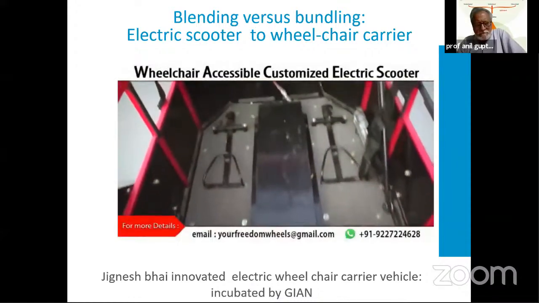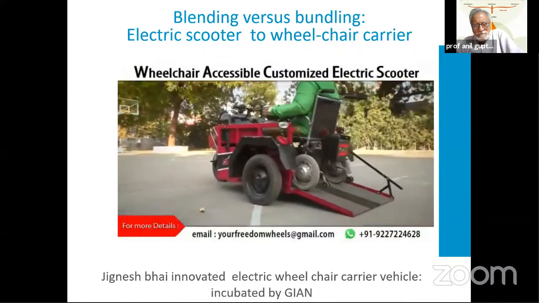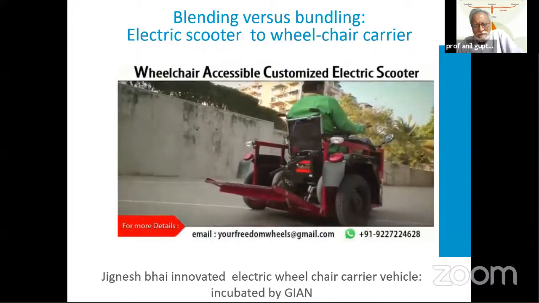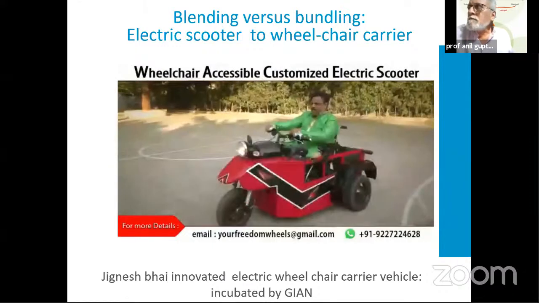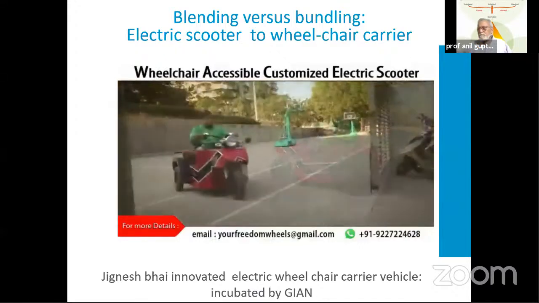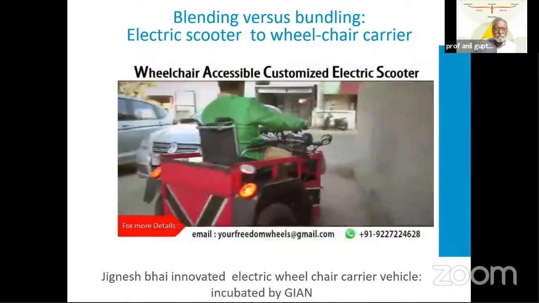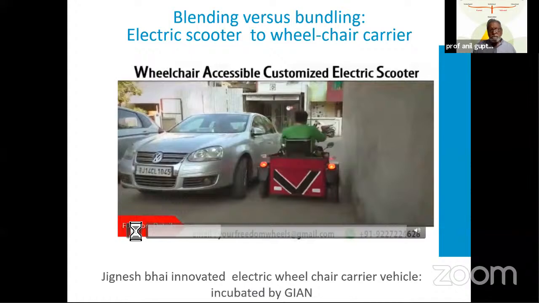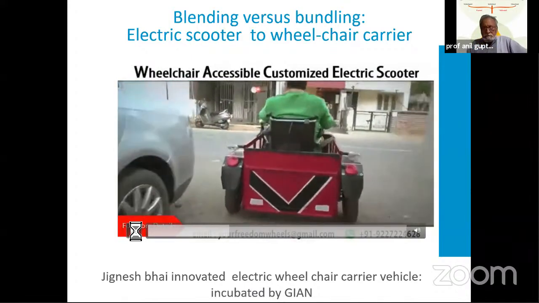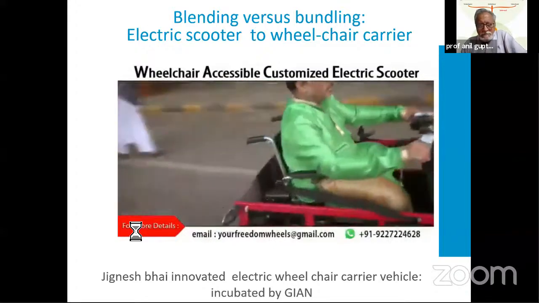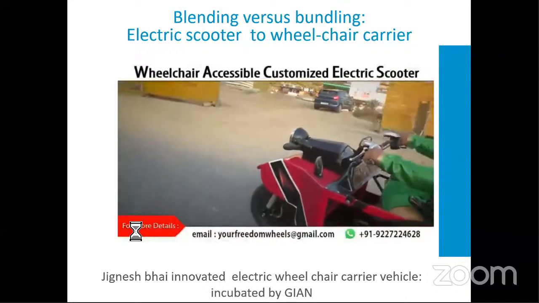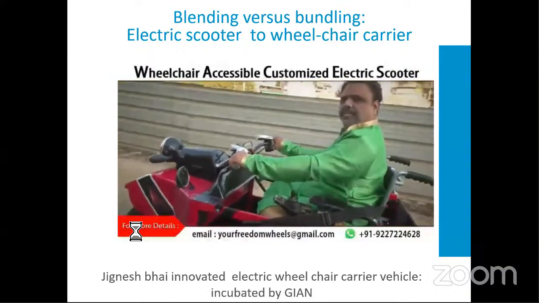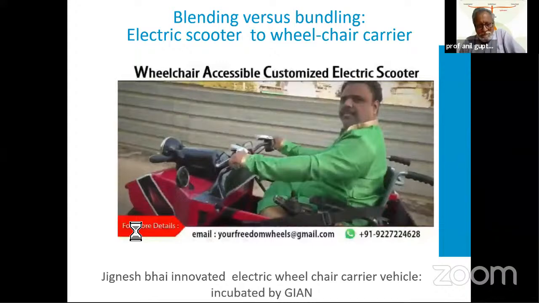Look at what Jignesh Bhai has done. And this is an open innovation. And tell me what you feel about it. So do you like this? Yes, sir.